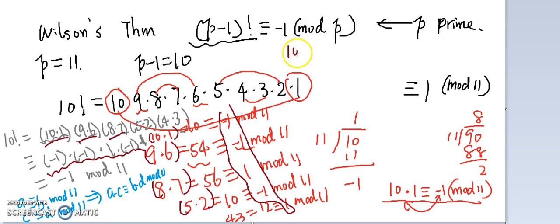So let's write down here: 10 factorial is congruent to -1 modulo 11, which is explained in the previous video. This means by definition 10 factorial plus 1 is divisible by 11. So I'm going to just use the symbol here.